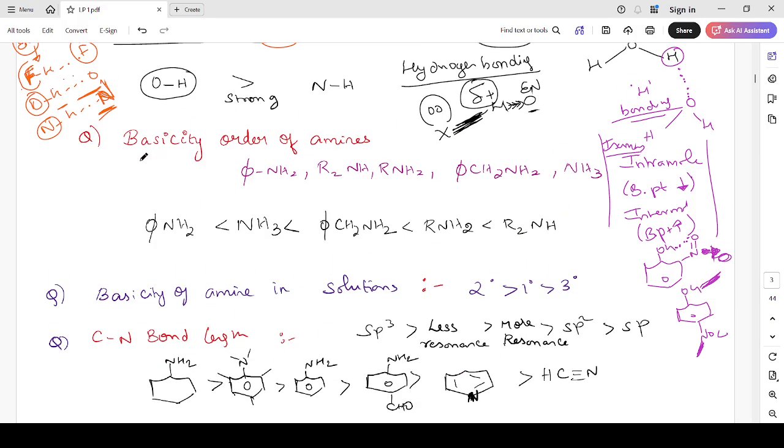Now we are moving to the basicity order of amines. Children, as I complete, I keep scrolling, but if you want me to stop so that you can take notes, you can tell me. Okay.